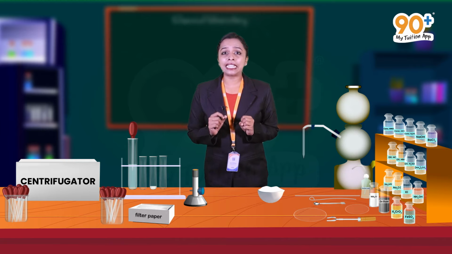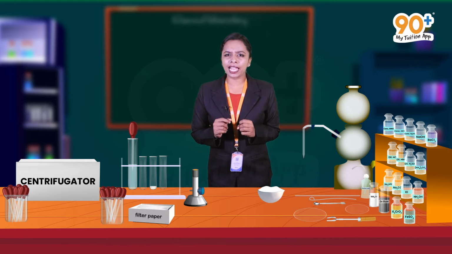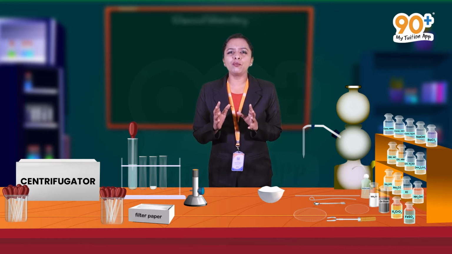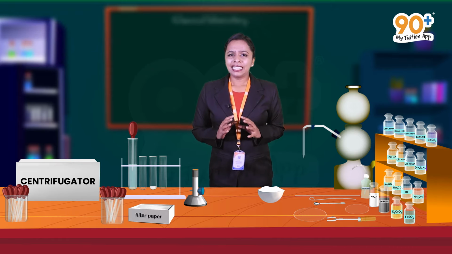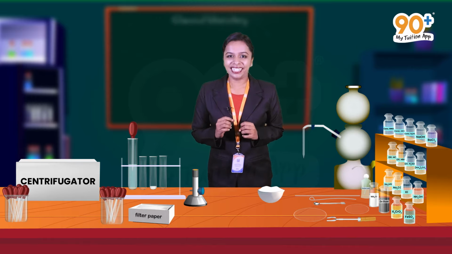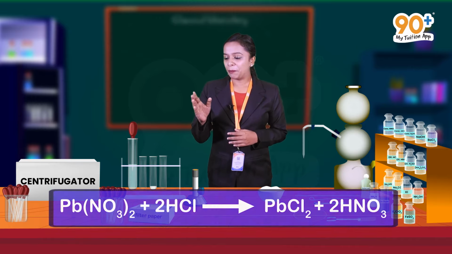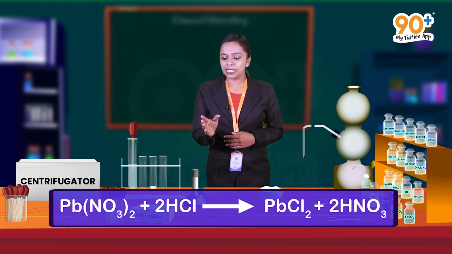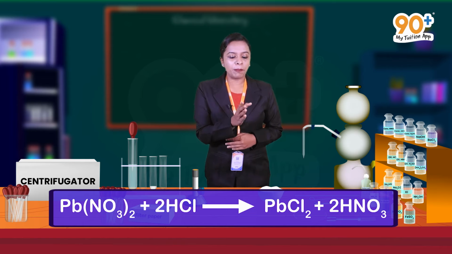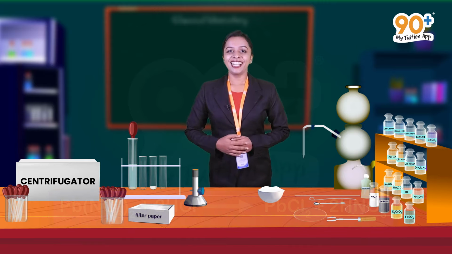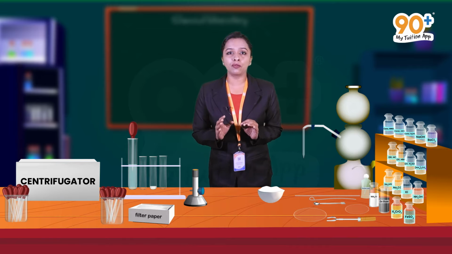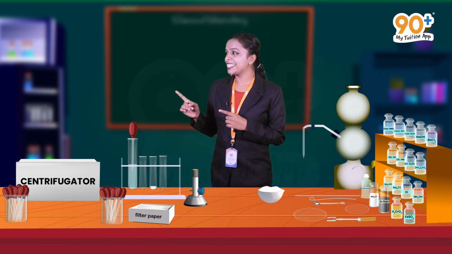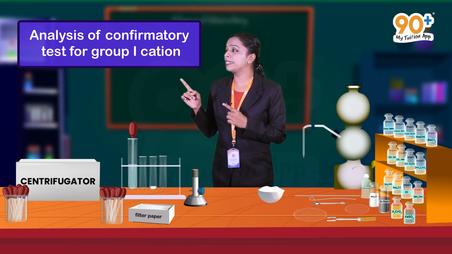So, we understood that the given salt contains group 1 cation. The cation present in group 1 is lead ion. Well, the group 1 cations are precipitated as chlorides. So, here the lead ion is precipitated as lead chloride and the chemical equation is Pb(NO3)2 plus 2HCl gives PbCl2 plus 2HNO3.